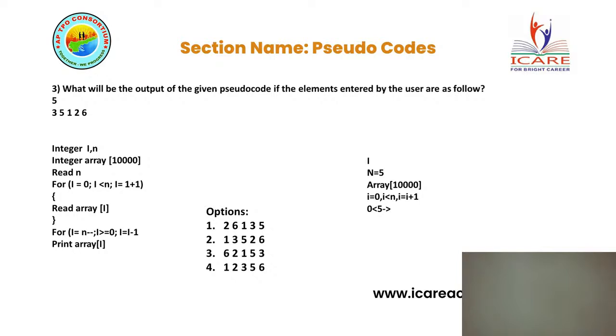If the condition is true, the statement is read array of i. So i value is nothing but 0. So array of 0, here we are reading the array of 0. So again we are reading a single variable, which is 3. In the array of 0 we are storing the value 3. So i is equal to i plus 1. So again the i value is updating.